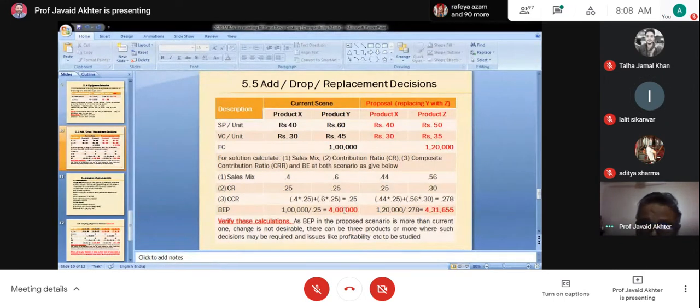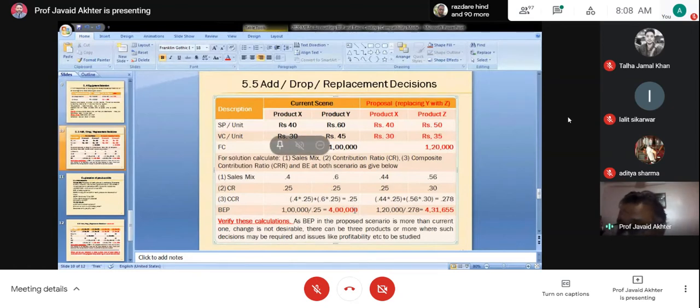See, I'll tell you, we wish to verify if our answer is correct or not. How do we verify? Our answer will be correct only if total sales and total cost are equal. Total sales is also rupees 4 lakh and total cost is also rupees 4 lakh. Do you agree?